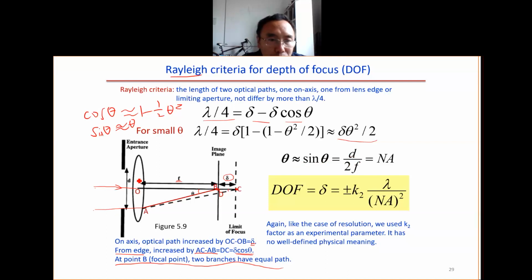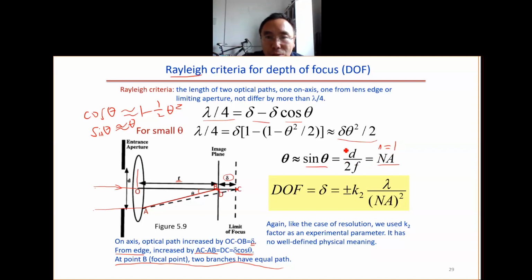So d over lambda divided by 2. So this is the theta. This is actually tangent theta, but the same thing, very close to sine theta. This is given by numerical aperture. You can see sin theta is the numerical aperture for the case of n equal to 1. N equal to 1, sin theta equal to NA.